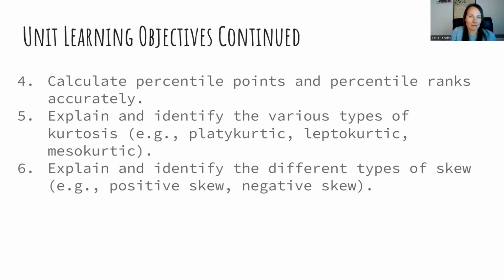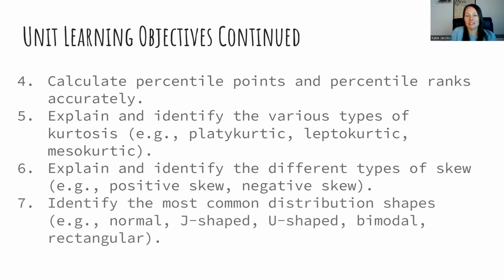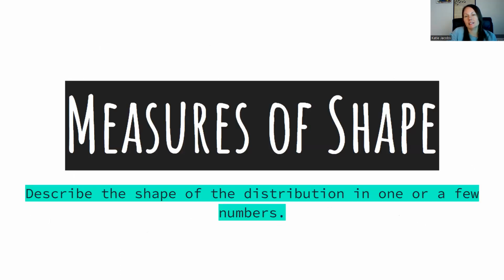So there's going to be two types that we're going to learn about. We're going to learn about positive skew and negative skew. I want you to be able to identify the most common distribution shapes, for example, normal distribution, J-shaped distribution, U-shaped distribution, bimodal distribution, and a rectangular distribution. All right, so let's get started.